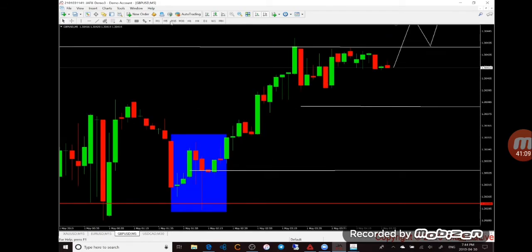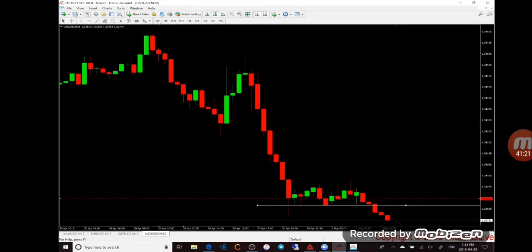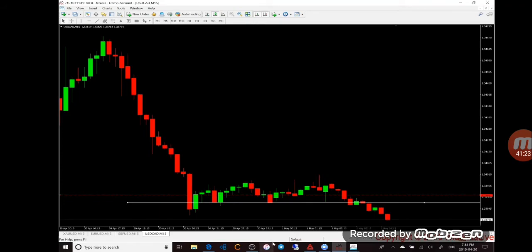GU is definitely looking like it's getting a little stuck at this level here. So it might still be stuck in the range. I'll wait for it to break either side of the range before I trade this. I don't like trading in ranges myself. And yeah, UCAD's still in free fall.